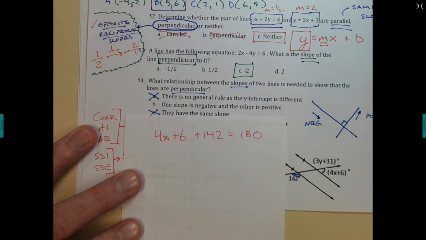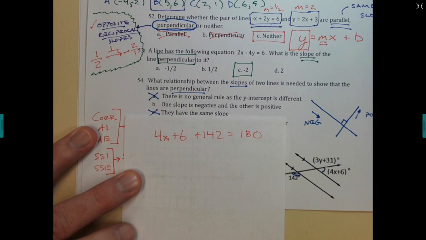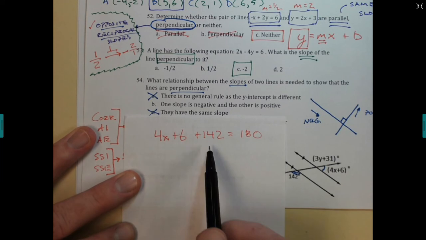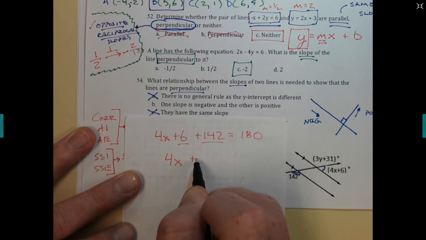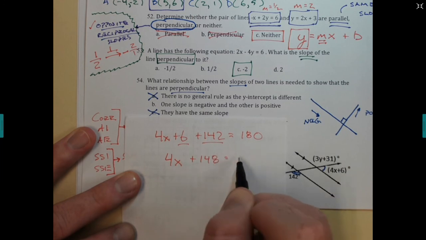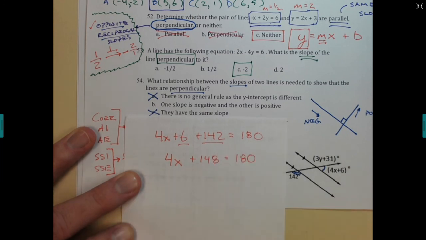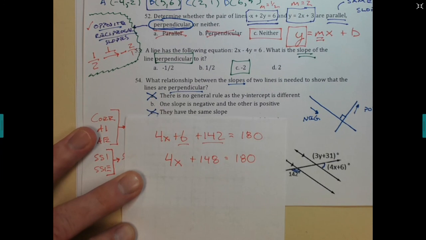What's the first thing that you would do, Allie, to try and solve this for x? I would combine the like terms, so I would combine 142 and 6. And that combines to make what? 148. I like that first move. What's your next move? Subtract 148 from both sides.